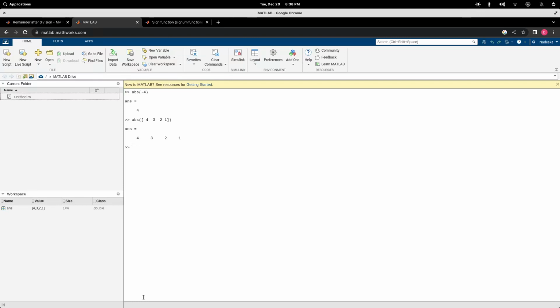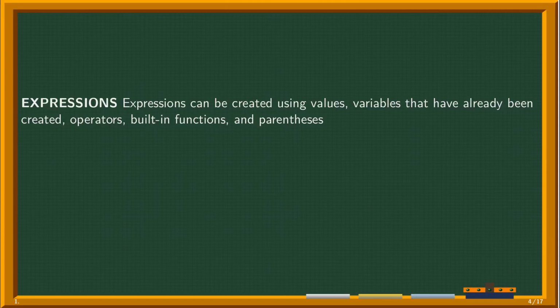Okay, for example, let's say A is equal to 2, -2 and -3. Okay, and if we take the absolute value of A, it will apply the absolute value function to each individual element and it will return a matrix.